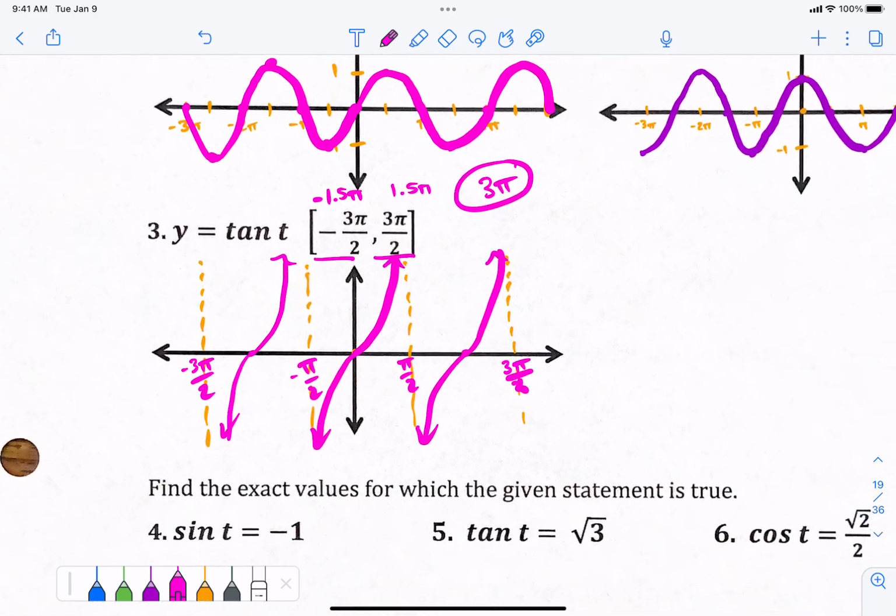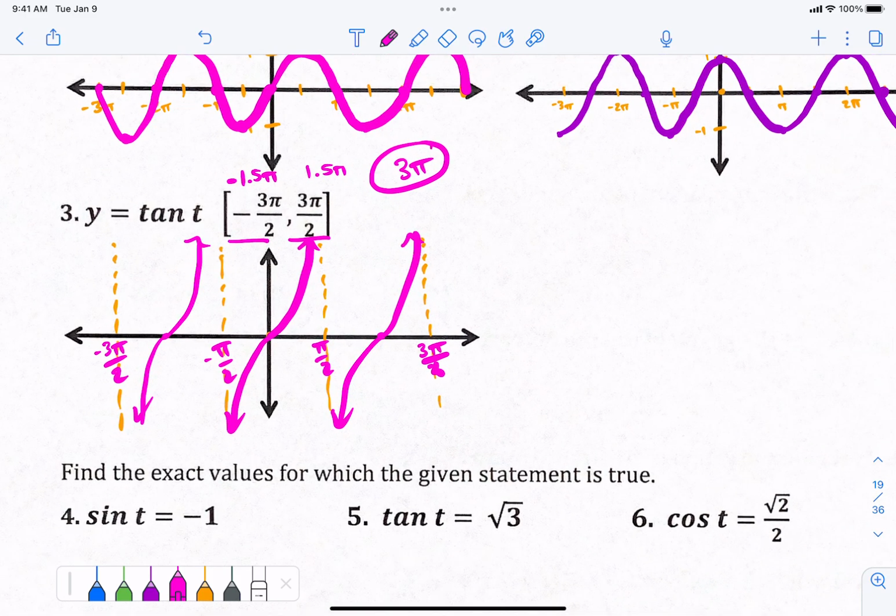Tangent. Happy with that? Okay, make sure you have those graphed on your unit circle, at least one cycle. You don't have to have like the 3 cycles that we did, but at least one cycle. Got it?